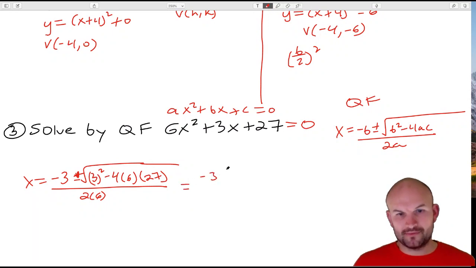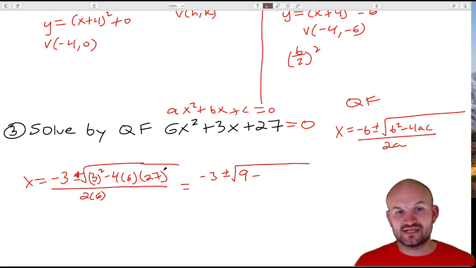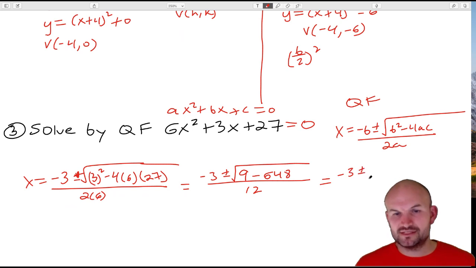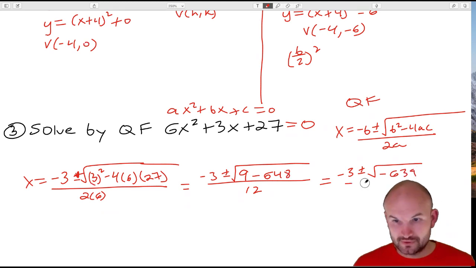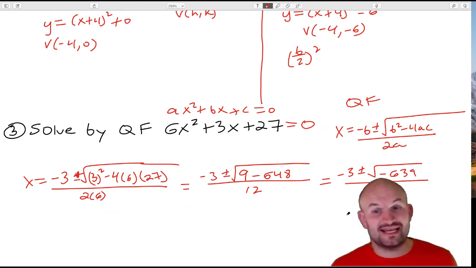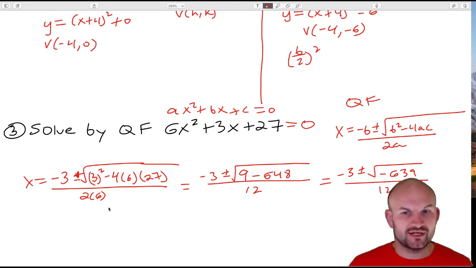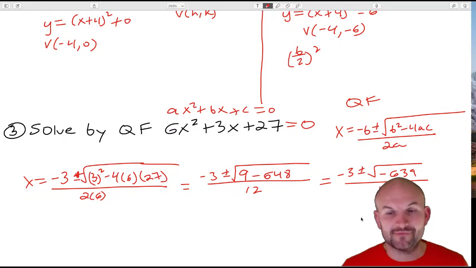So I do negative 3 plus or minus, this is 9 minus negative 6, or 6 times 4 times 28 gave me 648. So 648. And then this is going to be all divided by 12, okay? Now that gave me negative 3 plus or minus the square root of negative 639 divided by 12. All right, so remember, if we're taking the square root of a negative number, then that's going to give us our imaginary solutions, right? Or we could rewrite that using our imaginary unit. The square root of negative 1 is going to be i.